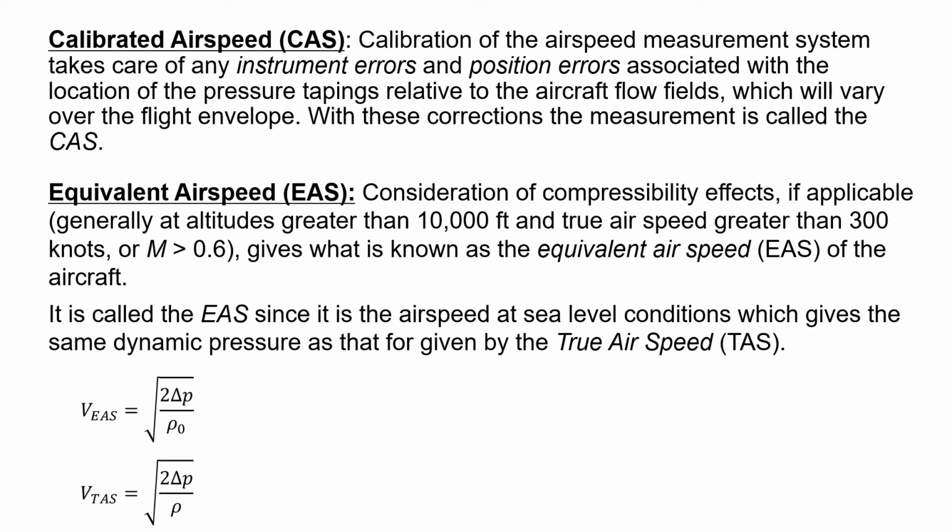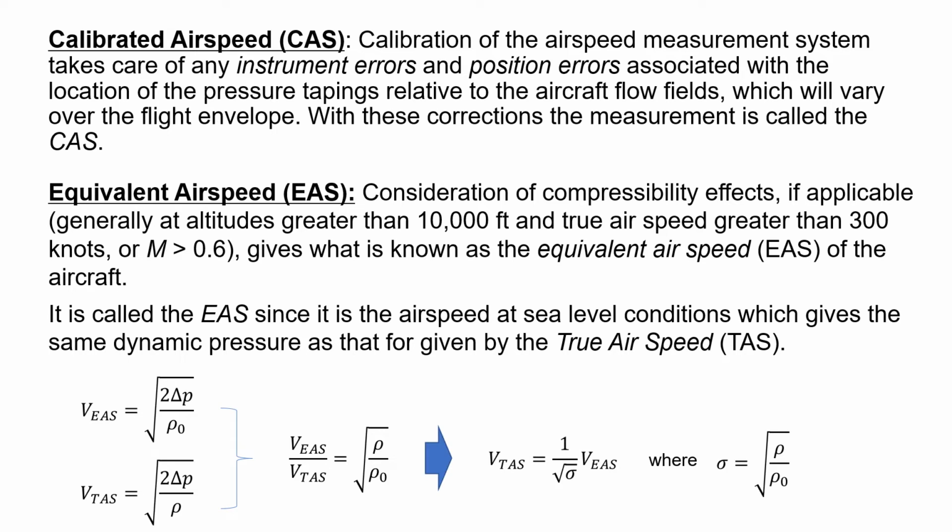We can see the EAS, equivalent airspeed, is calculated by using the density at sea level, but for the true airspeed, we need to use a local density, which is hard to measure, as I said at the beginning. We have the EAS and the TAS, so we divide one by the other. VEAS over VTAS is a square root of the ratio rho over rho zero. Then we can find VTAS. So true airspeed equals 1 over square root sigma times VEAS.